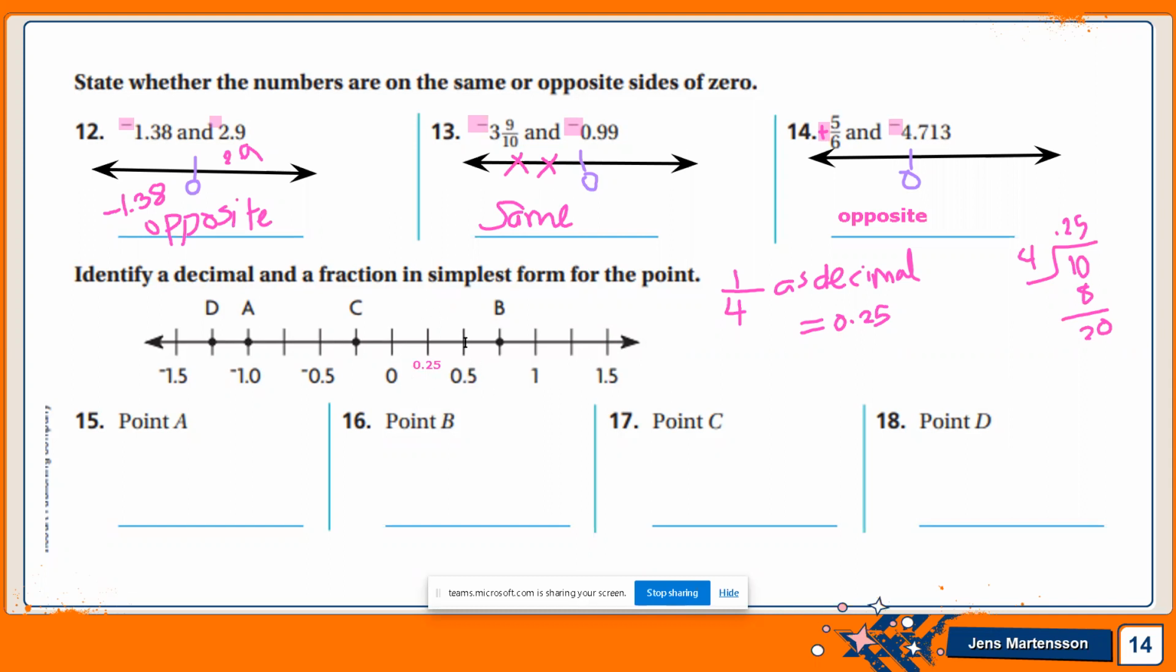Then 0.5. Then 0.5 plus 0.25 will be what? Like we're counting by 25, so 0.5 plus 0.25 will be 0.75. Plus 0.25, it will be 1. Then plus 0.25, it will be 1.25. 1 plus 0.25 is 1.25.